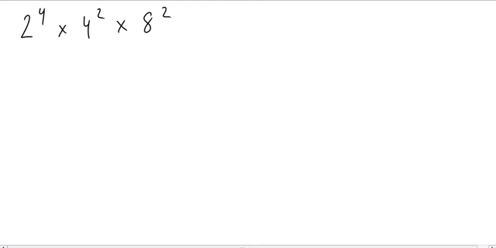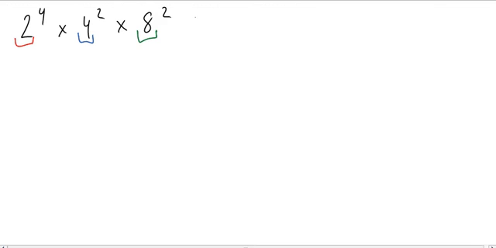Let's take a look at these exercises, and they're a bit more complicated than the previous ones. So we have 2 to the power of 4 times 4 to the power of 2 times 8 to the power of 2. And here we have different bases, 2, 4, and 8. And we know that we cannot multiply things together unless they have the same base.